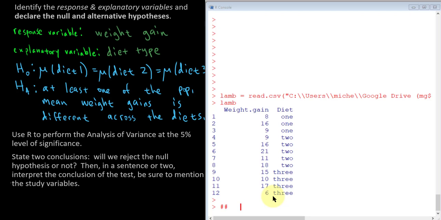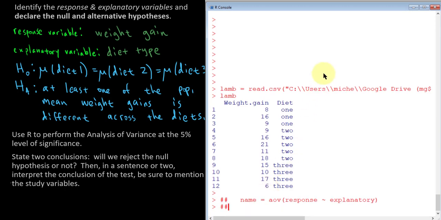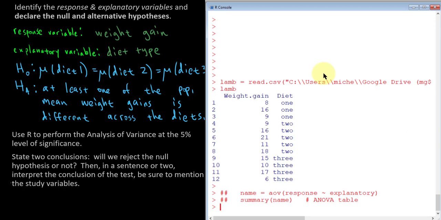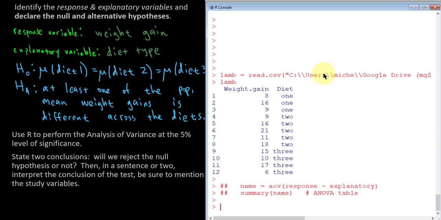The way that we do analysis of variance, we do AOV, analysis of variance. And it is the response variable, squiggle the explanatory variable. And it's a little easier in my perspective to give that a name. And then in your next step, you would say, all right, give me the summary of that name. And that's going to get you the ANOVA table to which you can go find the p-value. Because we identified our response and explanatory variables, hopefully that makes it quite easy to do this.